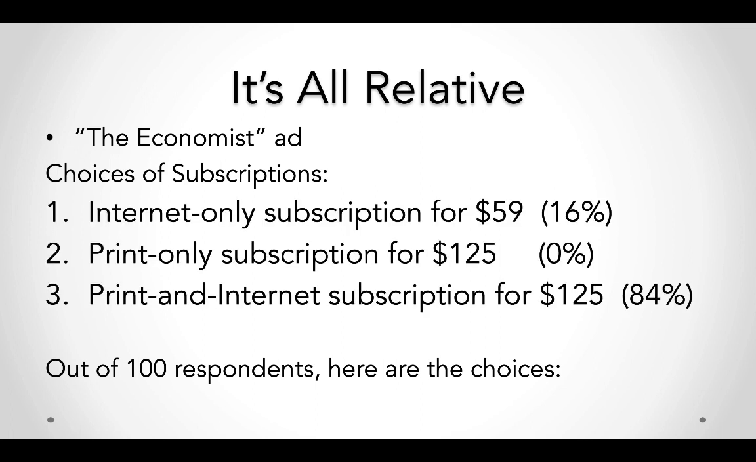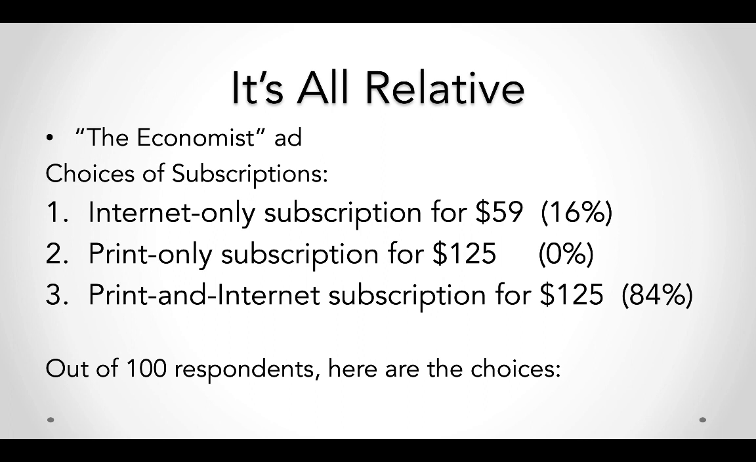So if you have these three choices, these are the answers. 16% chose the internet only subscription for $59, and the overwhelming majority, 84%, chose option 3 for $125, and nobody chose option number 2. And it kind of makes sense. You already got the idea that choice number 2 didn't make sense. But why is it there, and what's the purpose?